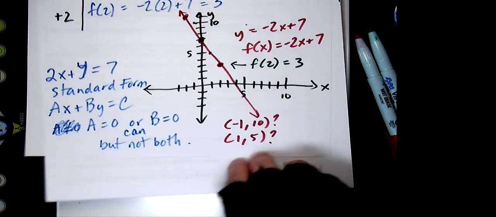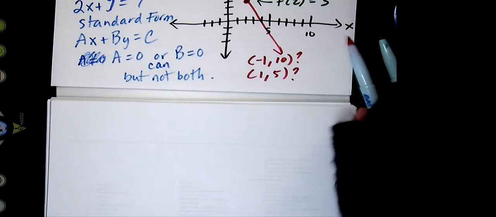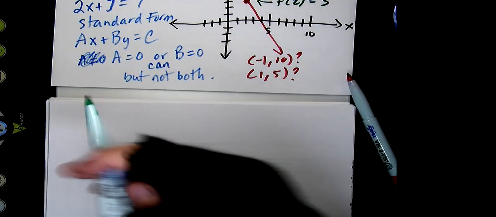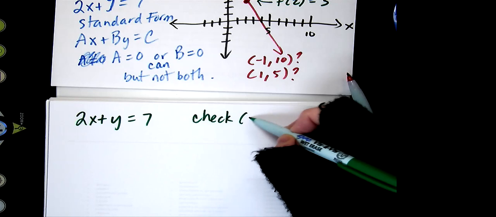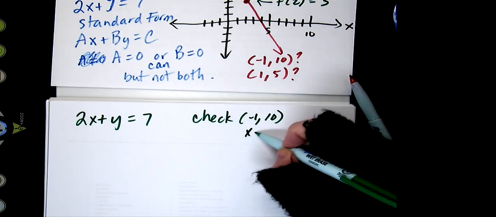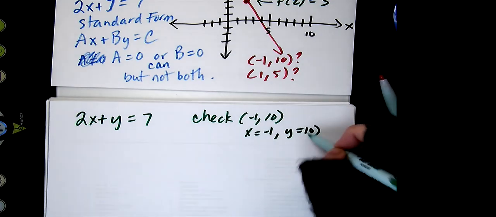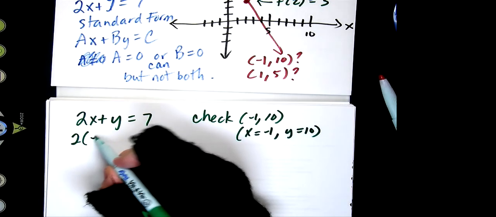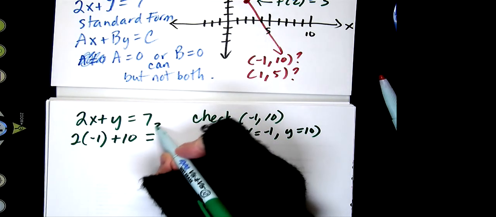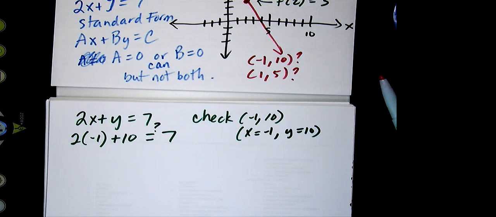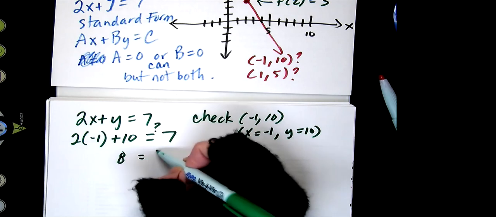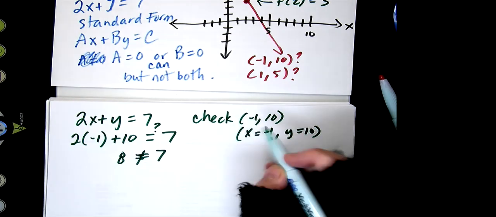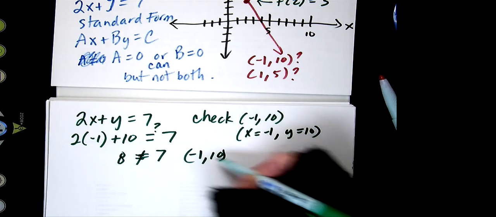So if I want to check these in the equation, I'm going to check -1, 10. I'm just going to replace my x with -1 and my y with 10. Does that equal 7? On the left side, I get 8 equals 7. 8 does not equal 7. So -1, 10 is not a solution to 2x + y = 7.